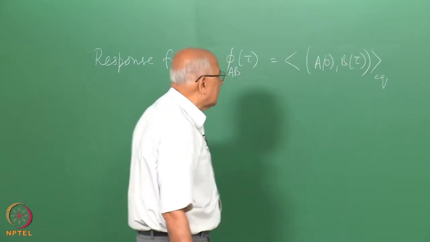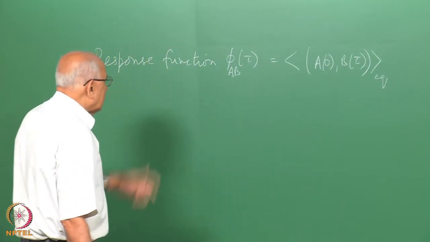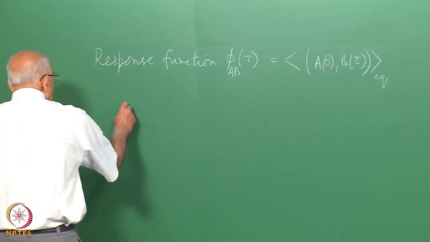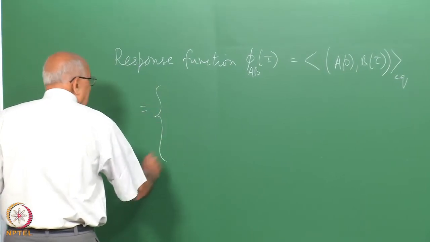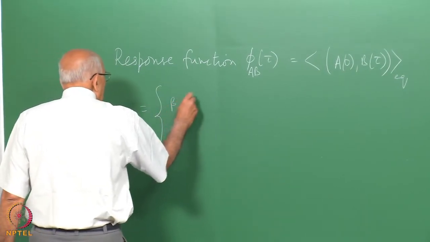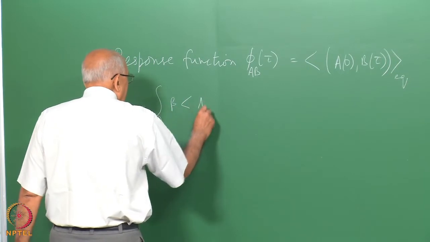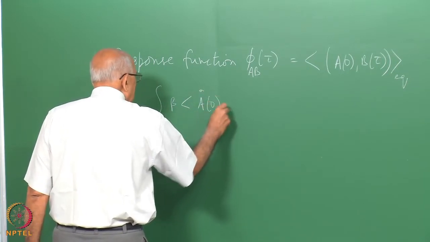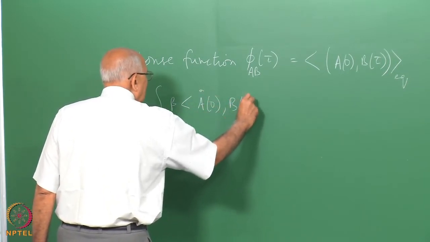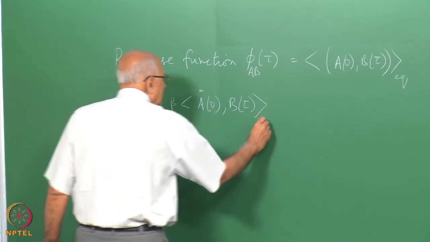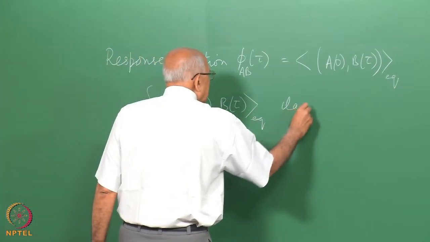We had several representations for it, but we discovered that in classical mechanics it reduced to just the correlation between A dot at 0 and B at time tau in equilibrium. This was classically.